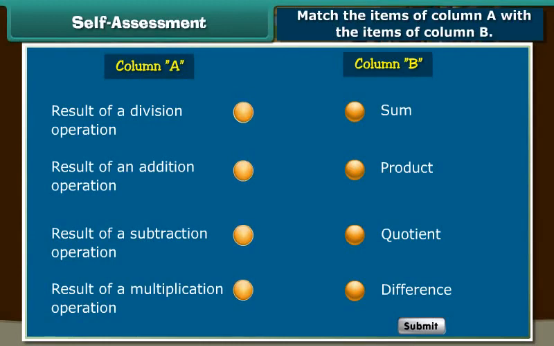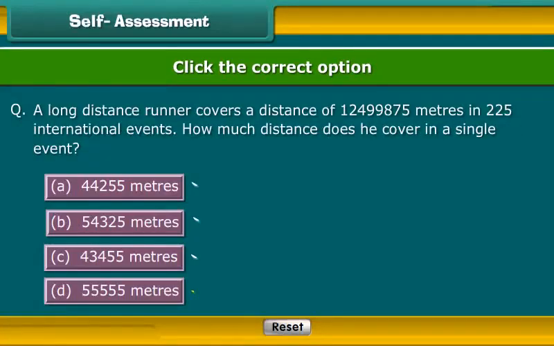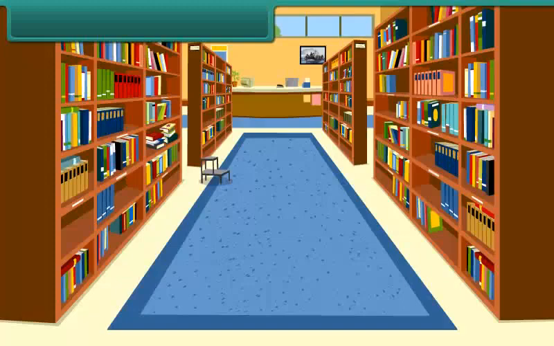Self-assessment. Hey kids, it's time to have an activity. Match the items of column A with the items of column B. Self-assessment. Read the question carefully and click the correct option.